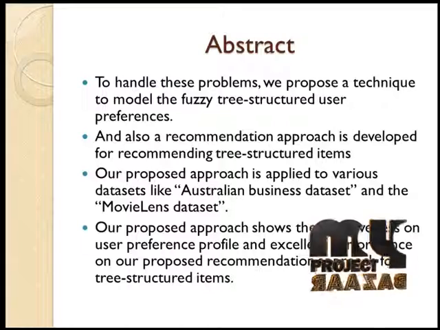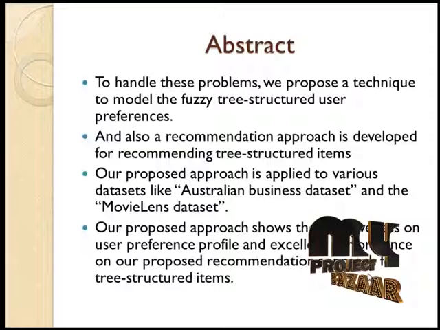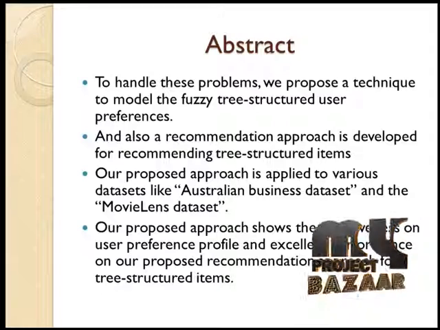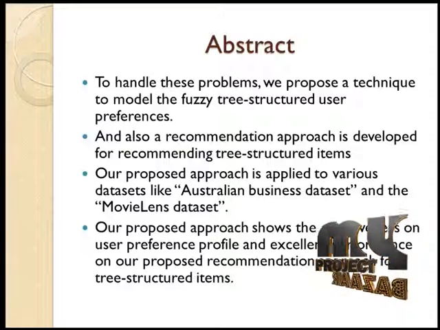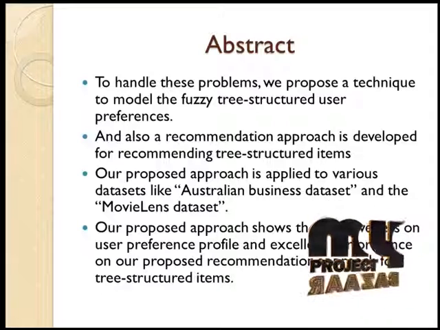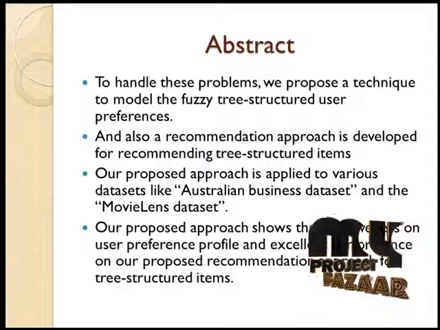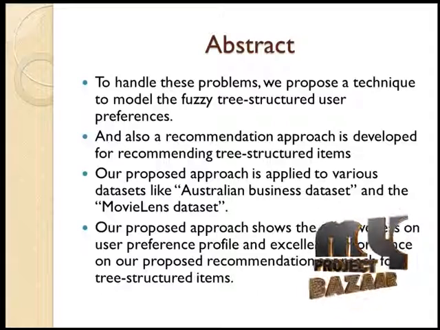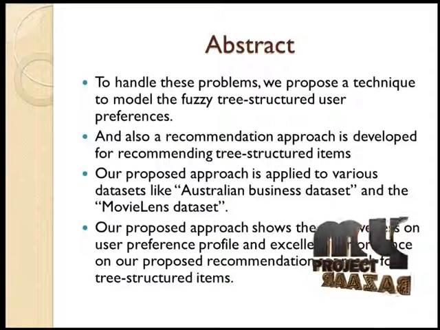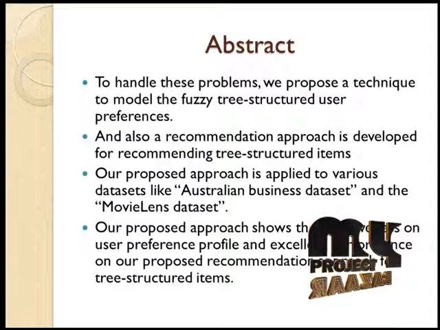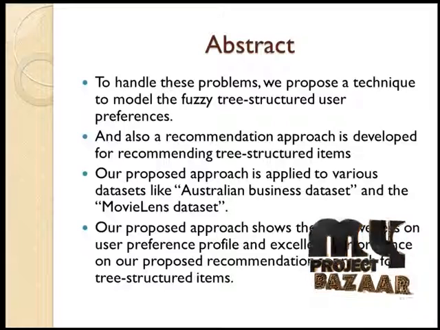To handle these problems, we propose a technique to model the fuzzy tree structure user preferences, and also a recommendation approach is developed for recommending tree structure data items. In our project, we are going to choose a dataset like the MovieLens dataset because it has a large amount of data like user information, rating information, movie information, and lots of information. It is tough to handle, and it is also in a tree structure data format. Our proposed approach shows the effectiveness of user preferences and excellent performance of our proposed recommendation approach for tree structure items.